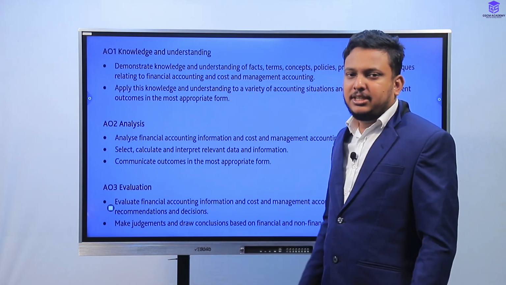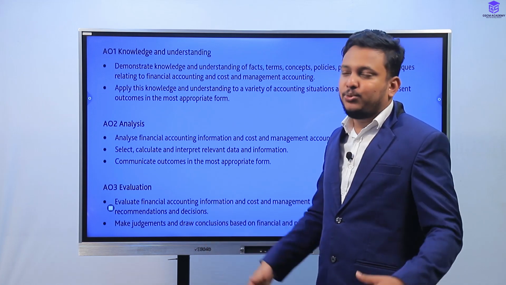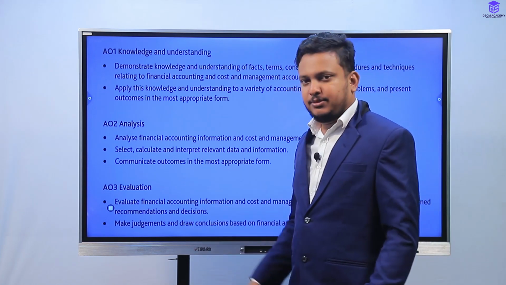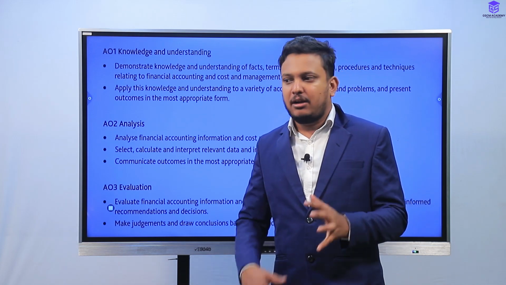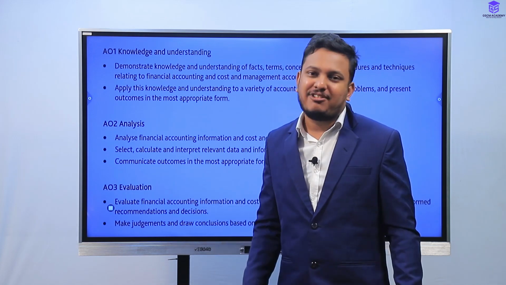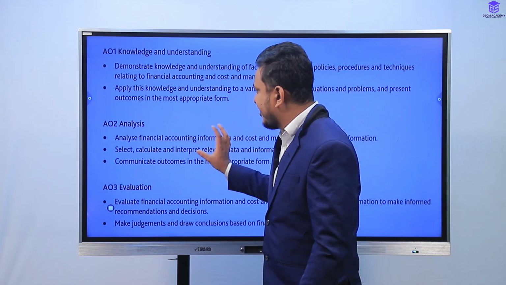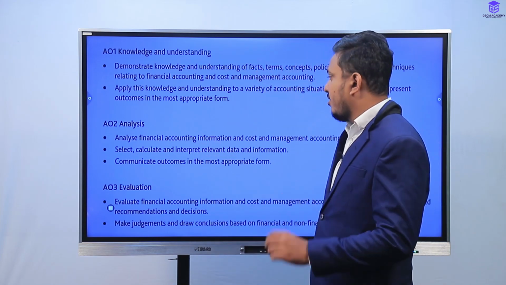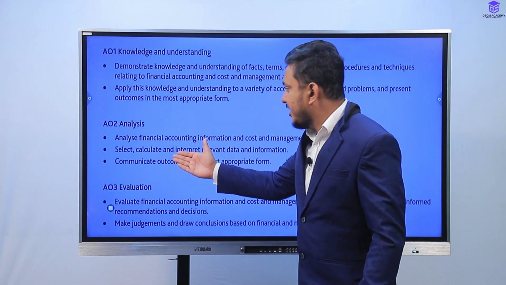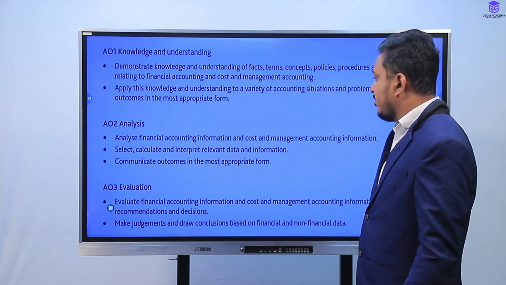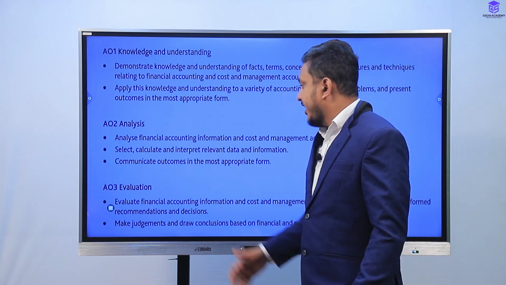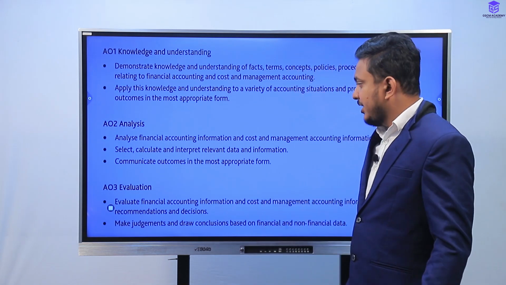The second thing the examiner is expecting from you is analysis. You should be able to analyze a given scenario and come to certain conclusions. So that is the next thing that the examiner is testing from you. You will have to analyze financial accounting information and cost management accounting information, and communicate outcomes.